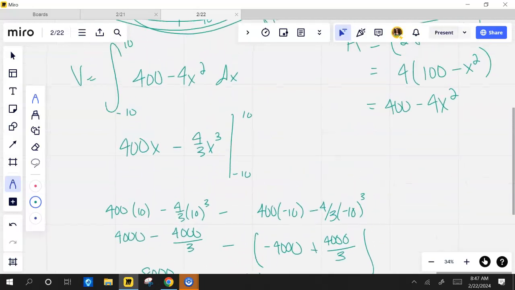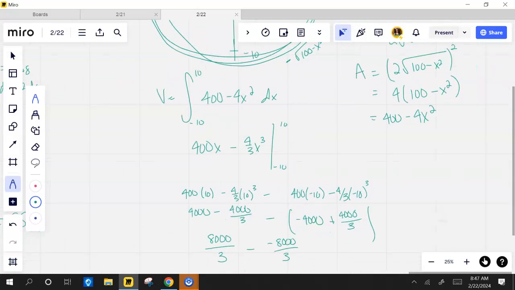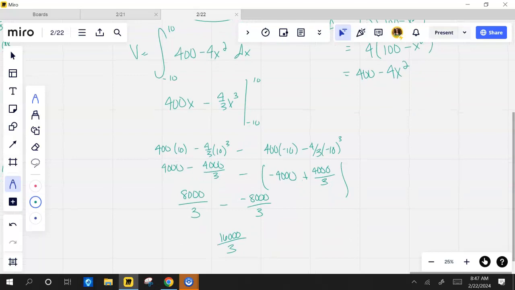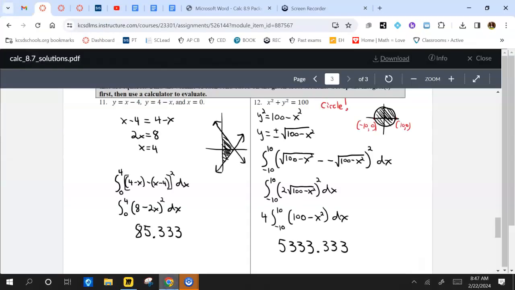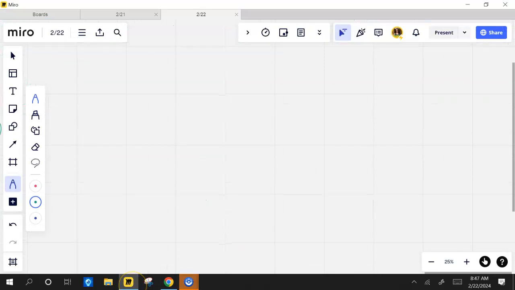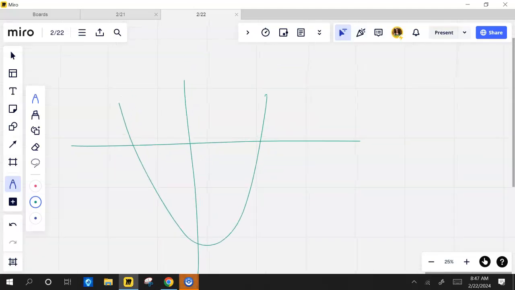Yeah, that's fine. Just square both of them. What else? What else? What else? 13. X squared minus 4, y equals 4. That's it, yeah.